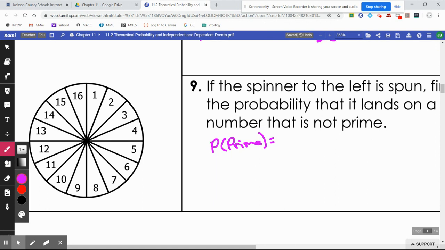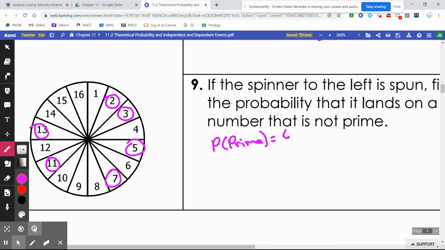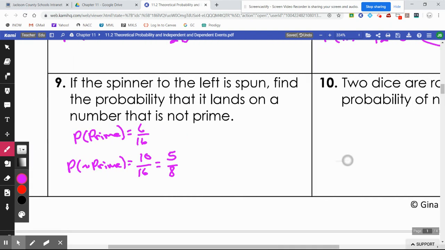So here's our spinner. So the numbers 2, 3, 5, 7, 11, 13, and that's it. Those numbers are my primes. So 1, 2, 3, 4, 5, 6 out of the 16 are prime, which means the probability of not prime would be the other 10 out of 16, or there's a 5 in 8 chance of it landing on a number not prime, and you could change that into a percentage as well.